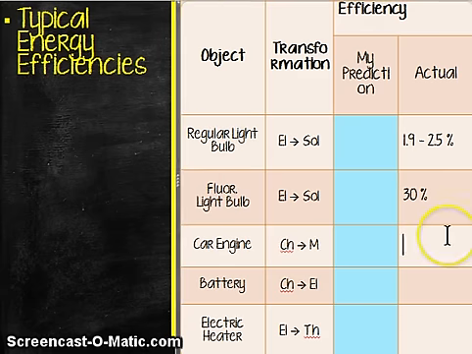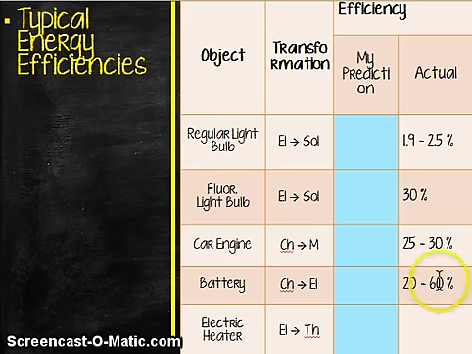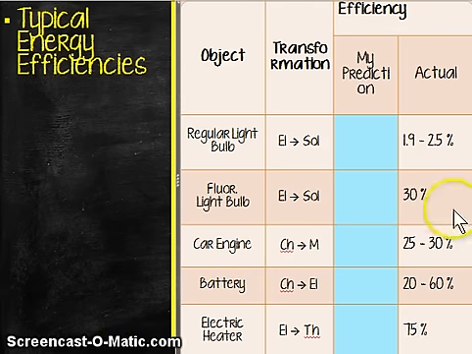A car engine depends on what kind of engine you have, but it's around 25 to 30%, so similar to what the light bulb does. A battery, such as a battery inside of a calculator, is 20 to 60%, and there's a large range of answers here because batteries can come in all sorts of types. And finally, an electric heater, so if you use, for example, a space heater, is around 75%.